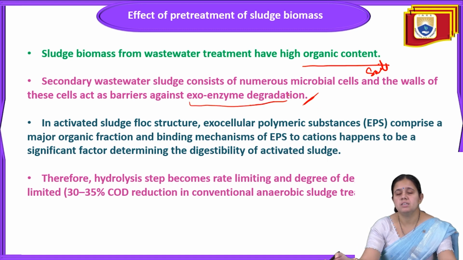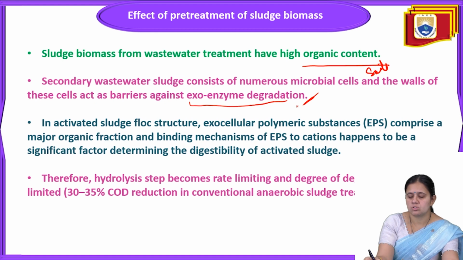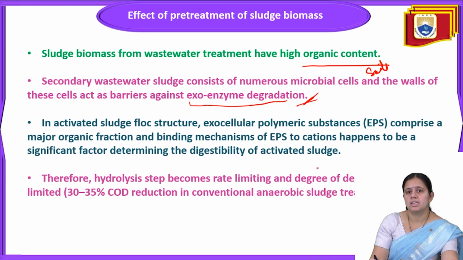So secondary wastewater sludge has many microbial cells, and the walls of these cells act as a barrier against exoenzyme degradation. In activated sludge, a floc structure will be there.